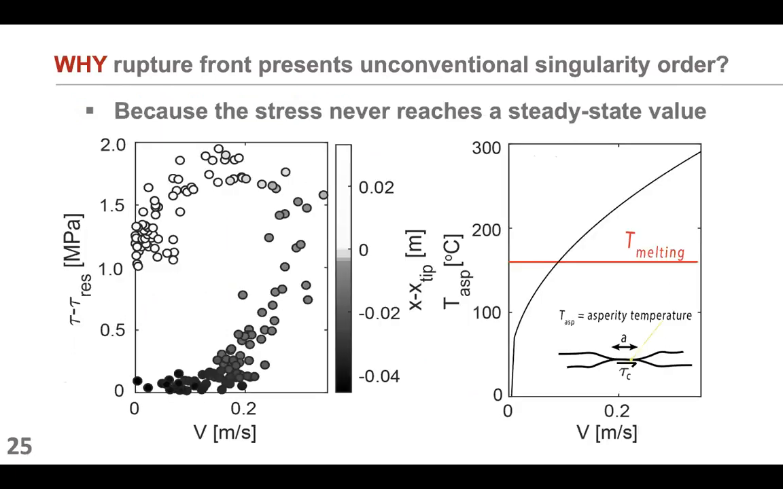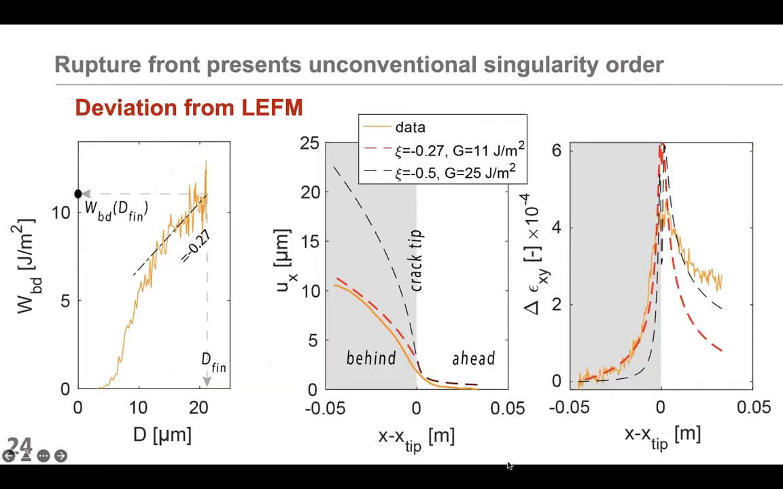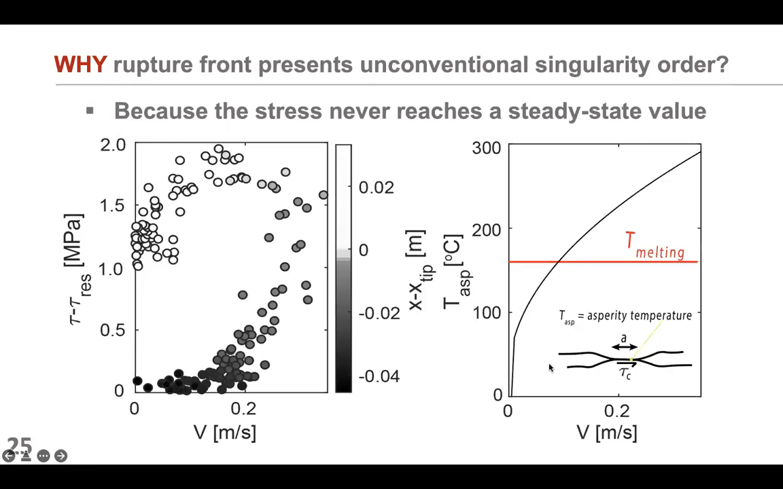So why do we have the development of such unconventional singularity order? It is because, in fact, in these experiments, the stress never reaches a steady state value. As you can see here, I'm showing you the evolution of the shear stress as a function of the slip rate that corresponds to that event. And as I just told you, you can see in that case that the shear stress, even far from the crack tip, never reaches a constant residual value. So how do we explain this kind of stress evolution?